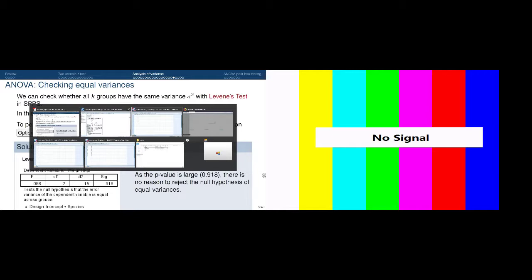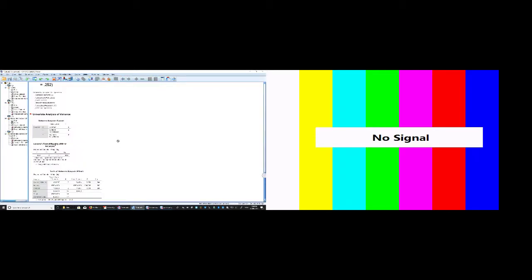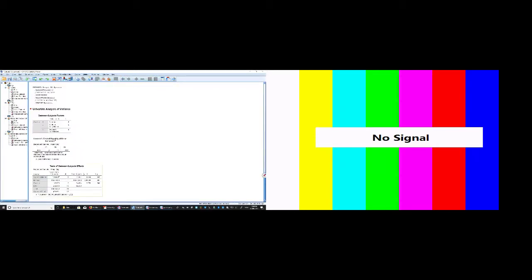Let's come back over here. Analyze, general linear model, univariate. Let's go save unstandardized residuals. This is for something that we're going to do in a couple of slides. But we can go options and we can tick homogeneity tests. So this is testing for whether the variances in each of the groups are equal. We go OK. And now when we run the ANOVA, we get this Levene's test of equality of variances.